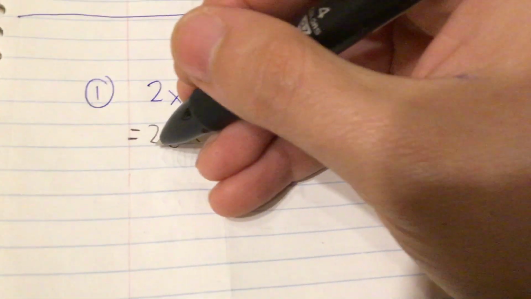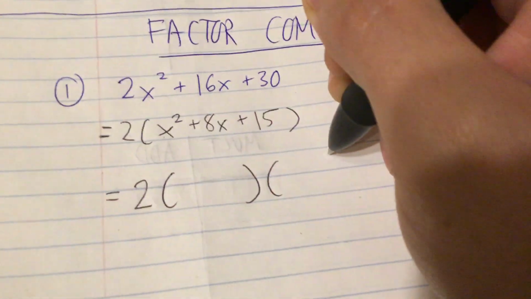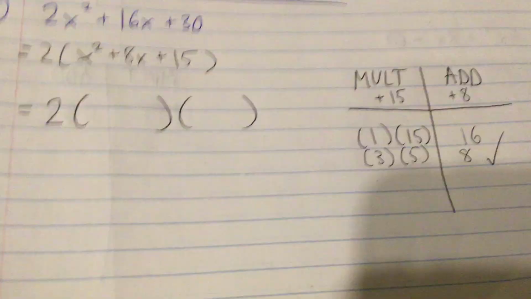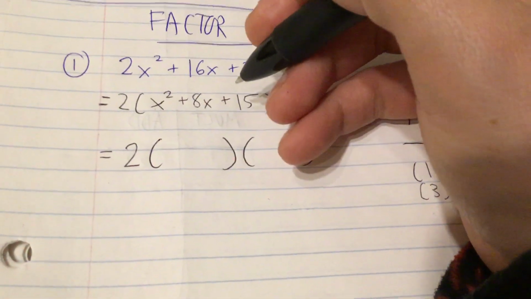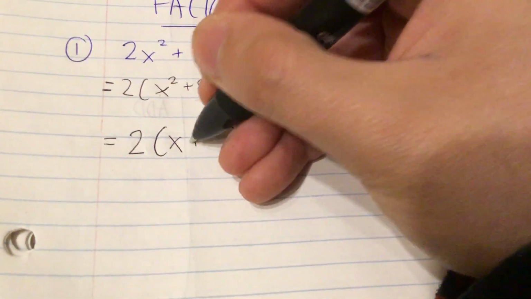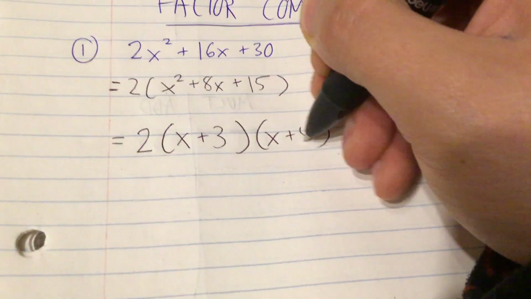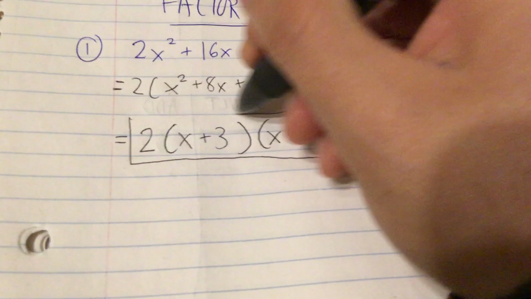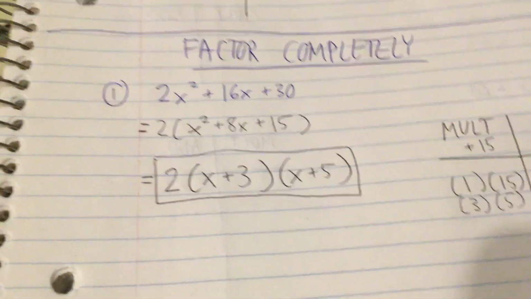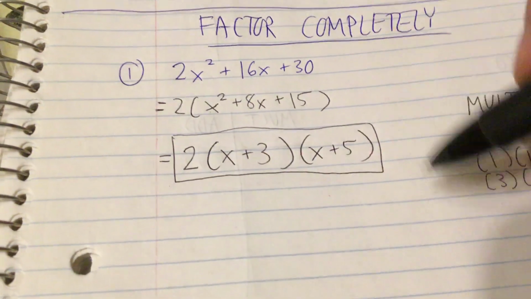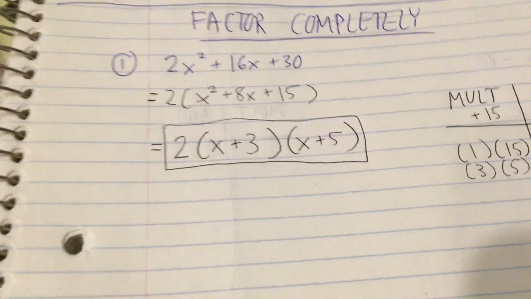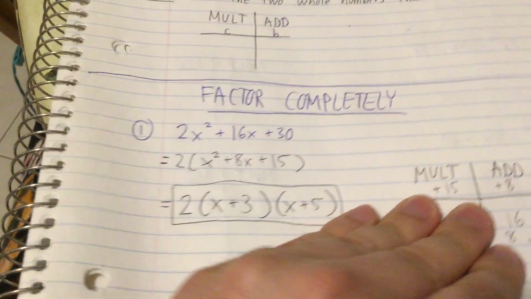So now, don't forget about the 2 that I factored out. Because now, the winning team is positive 3, positive 5. Therefore, x squared plus 8x plus 15 can be broken down into x plus 3, x plus 5. So if I want this whole thing put back together, back to 2x squared plus 16x plus 30, I can break this down into the multiplication problem: 2 times the quantity of x plus 3 times the quantity of x plus 5. Okay? See if we can do these problems.